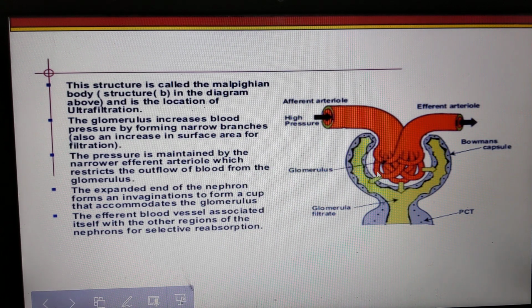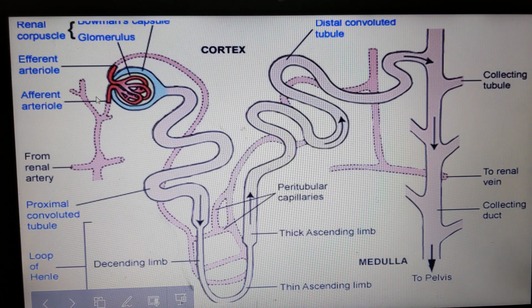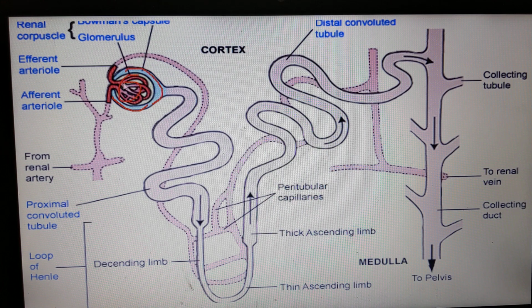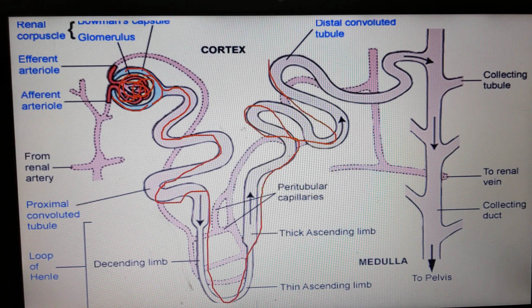Here we can see, let me show you this diagram. Yes, so the main structures are the Bowman's capsule, this is the glomerulus, and this is the PCT, and this U-shaped part is called the loop of Henle, and this is the distal convoluted tubule, which opens into the collecting duct, and then the collecting tubule, collecting duct and to the pelvis.